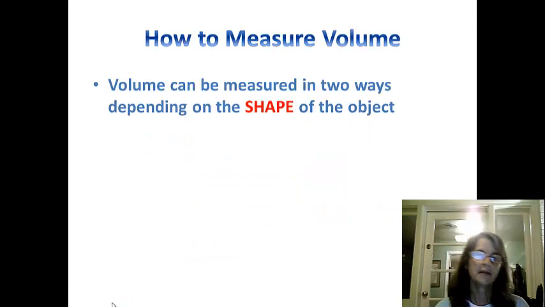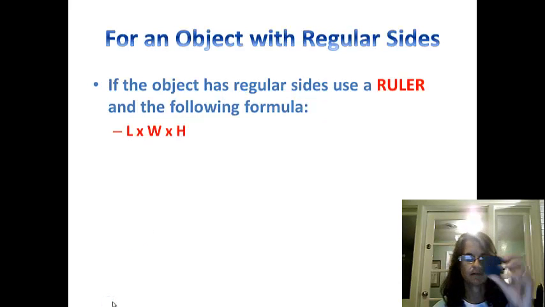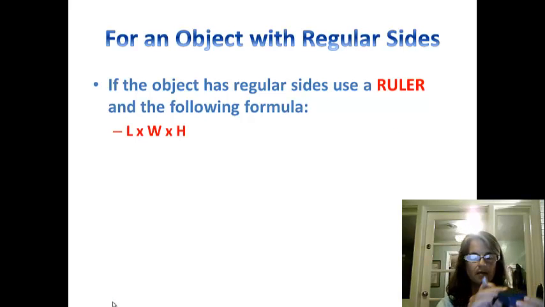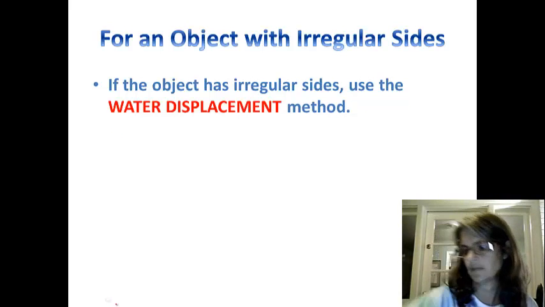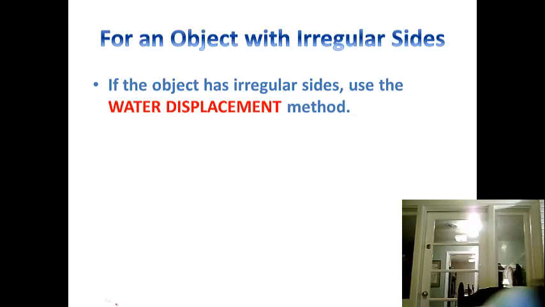Now, volume can be measured in two ways depending on how the object is shaped. Okay? If the object has a regular shape like this, regular straight size, you can use a ruler and measure its length times its width times its height, multiply those together, and you will get its volume in cubic centimeters if it's something this small.